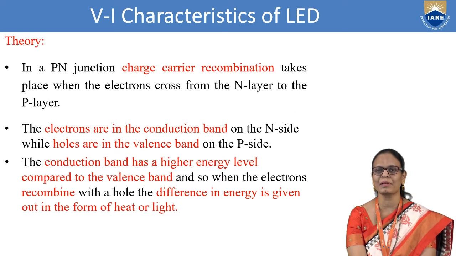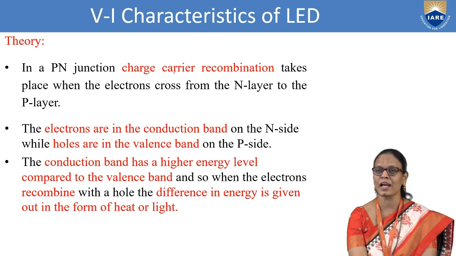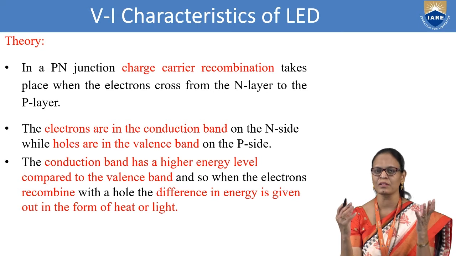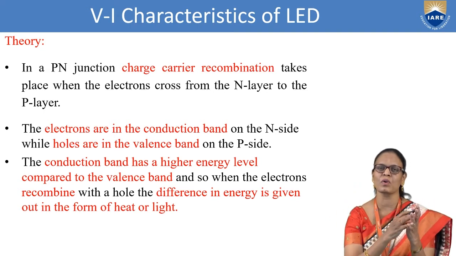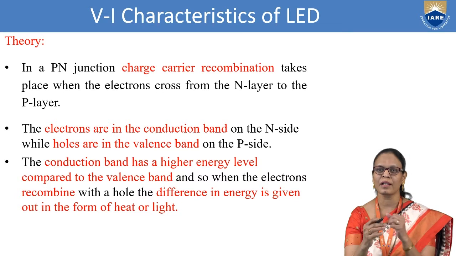Now, what is the theory behind this? In a PN junction, charge carrier recombination takes place when electrons from the N layer pass on to the P layer. We have electrons on the N side and holes on the P side. When the electrons from the N side try to cross over the junction and go on to the P side, there will be a recombination of the charges. The electrons and the holes will recombine.